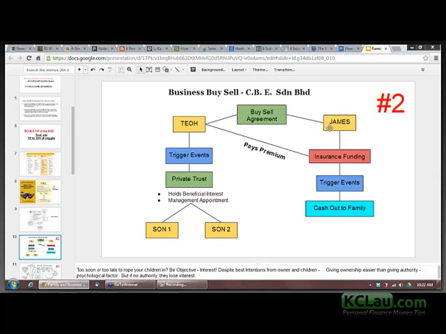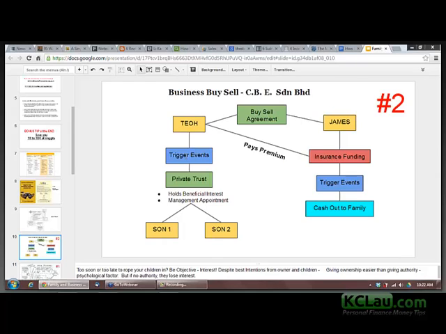On James' side, Theo will buy James' stake in this business arrangement. Theo will pay the premium for insurance funding on James' life. When anything happens in the form of death or disability, James' wife will get a lump sum amount of money, and Theo will buy out James in this business, Sdn Bhd.